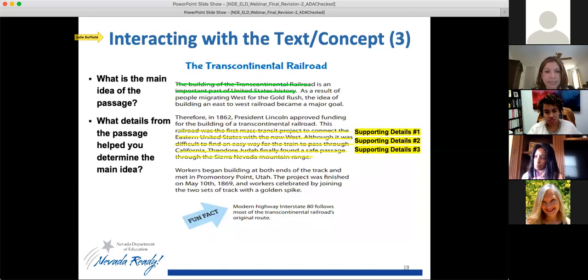Next slide, please. And so when we are interacting with text, we want to think about what are some scaffolds that we allow the students to use, what are some tools. And so we think about what is the main idea of the passage, what details from the passage helped you determine the main idea. And so allowing students to interact with the text by color coding, highlighting, really identifying that main idea and whatever text you provide to the students. And then in yellow, it just allows them to really identify the details that support the main idea.